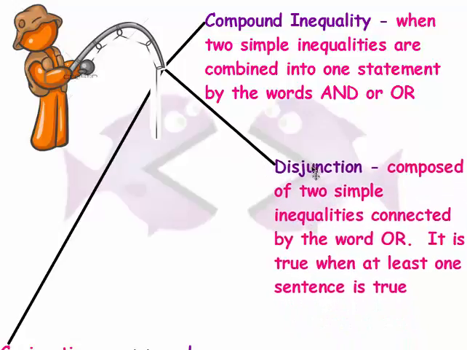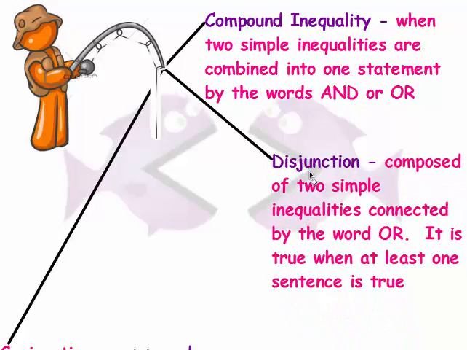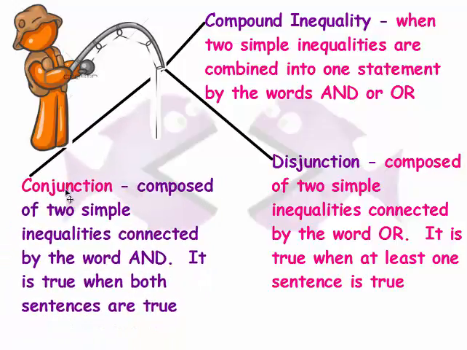A disjunction is composed of two simple inequalities connected by the word "or." It is true when at least one sentence is true. So only one part has to be true for the whole thing to be true. Versus a conjunction, which is composed of two simple inequalities connected by the word "and." It is true when both sentences are true. So a conjunction has to have both parts true for the whole thing to be true. But a disjunction only has to have one part true for the whole thing to be true.